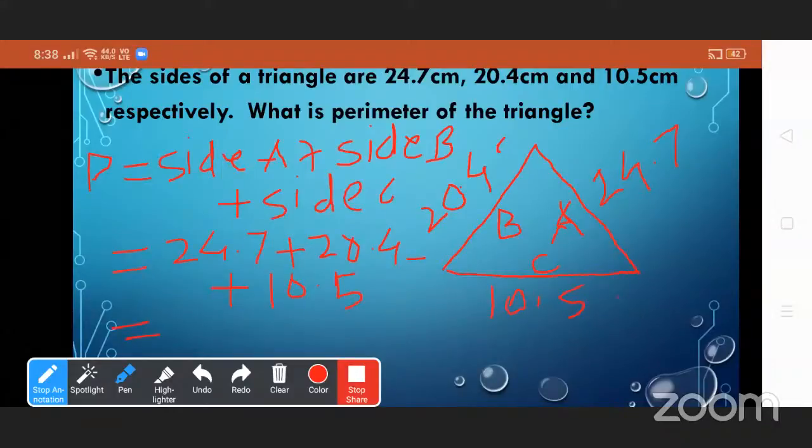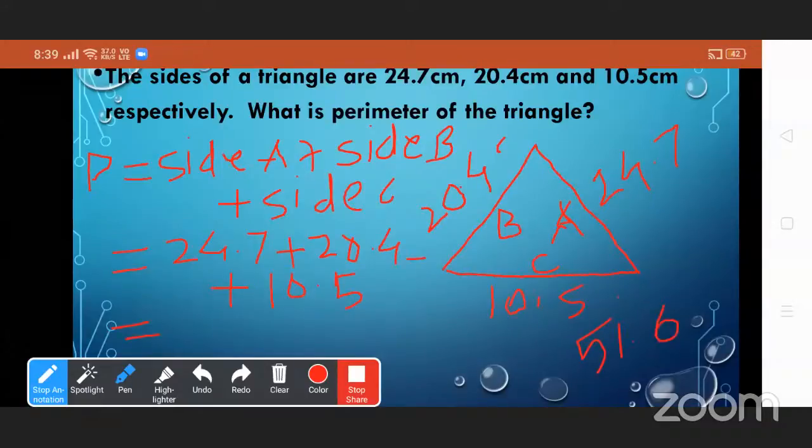55.6 centimeter. What is the answer? 55.6 centimeter. 51 point. 55.6 centimeter.